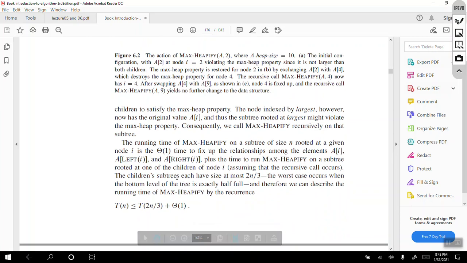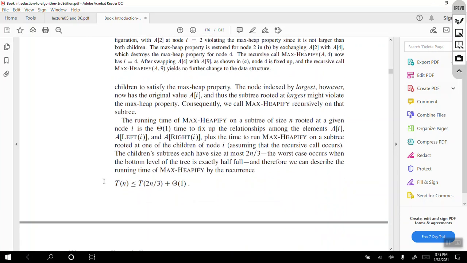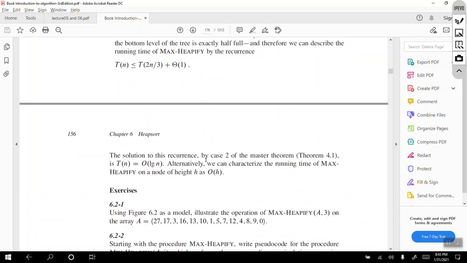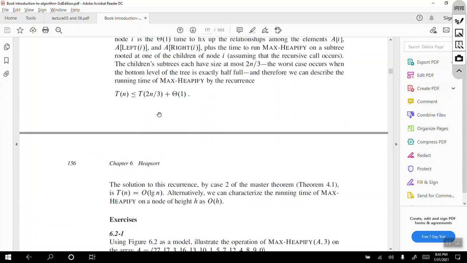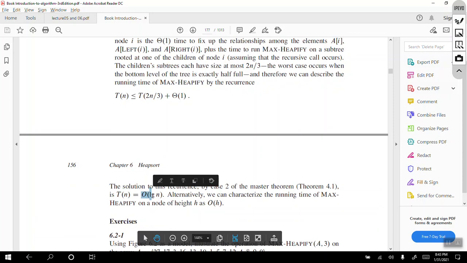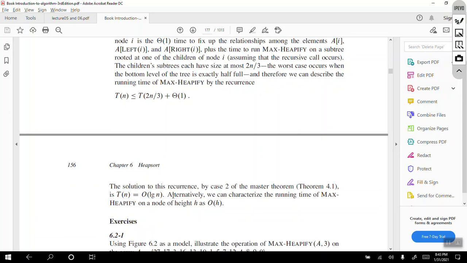Then it falls under the master theorem. T(n) is less than or equal to T(2n/3) plus theta 1, where theta 1 is needed for swapping or exchanging, right? From the master theorem we know that this falls in the second case. In the second case of the master theorem, the complexity is big O log n.